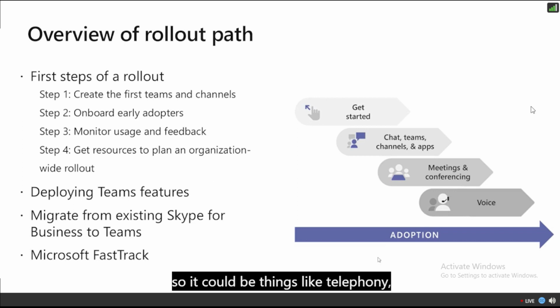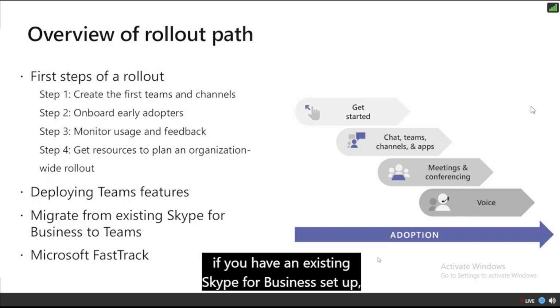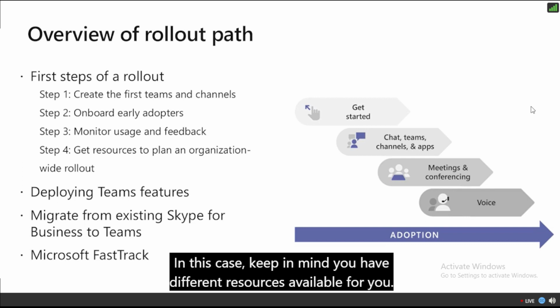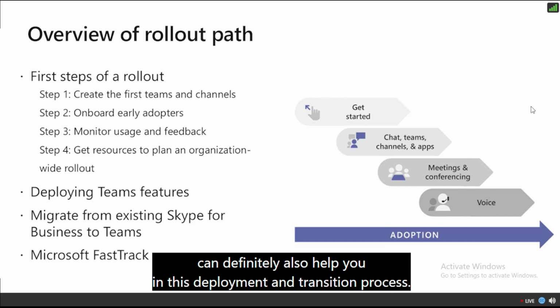So it could be things like telephony. If you have an existing Skype for Business installation, how can I transition or migrate to Teams? In this case, keep in mind you have different resources available for you. Things like Microsoft FastTrack can also help you in this deployment and transition process.